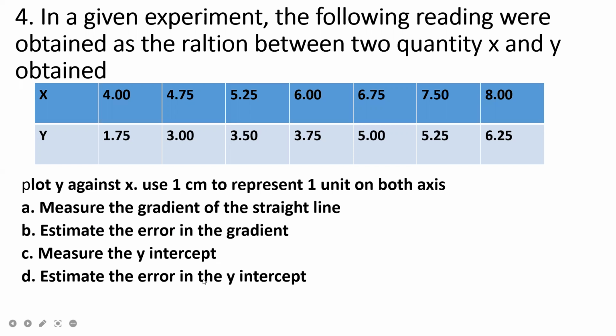And D here says estimate the error in the y-intercept. Now, if we take notes, when we were in our last class yesterday, I told us for every graph you have to plot, you must write the title of the graph. So the title of this graph is a graph of y against x. The next thing comes with your scale and your axis definition.